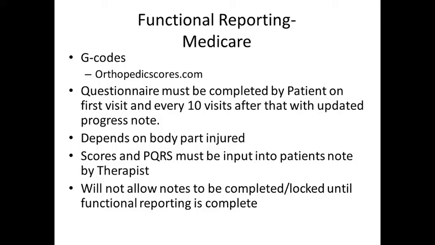If the patient comes in with a knee, you would go into orthopedicscores.com and choose the questionnaire that is meant for the knee. And all the questions will be based off of that body part. It must be completed by the patient on the first visit and every 10 visits after that with the updated progress note. So the patient will come in, fill it out the first time. After 10 visits, you have to give that patient the same questionnaire again, and the therapist has to input those scores into the patient's file. If the therapist does not do that, after the 10 visits, the system will automatically not allow notes to be completed or locked until that functional reporting is complete.